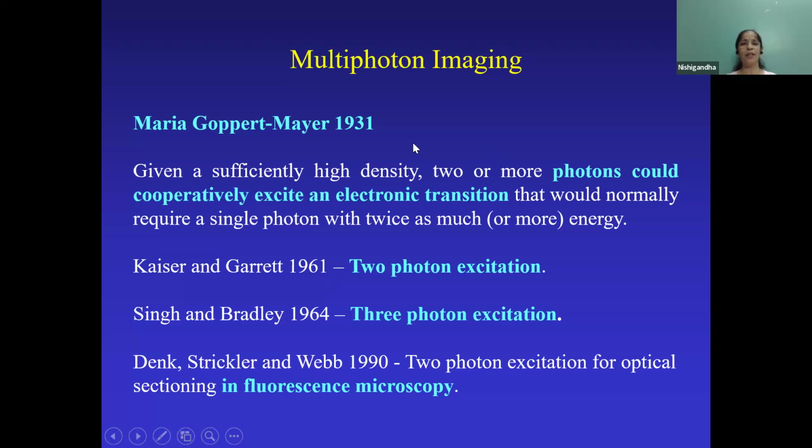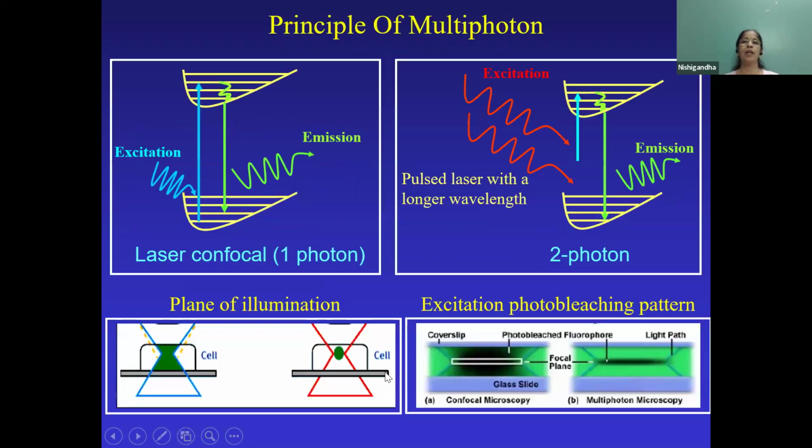This was just conceptual thinking. Then in 1964, Bradley and Singh came up with a three photon excitation. And ultimately, the microscope with two photon excitation for optical sectioning was thought of by Denk, Strickler, and Webb in 1990. Let's have a quick look at the difference between LCM and its multiphoton counterpart.